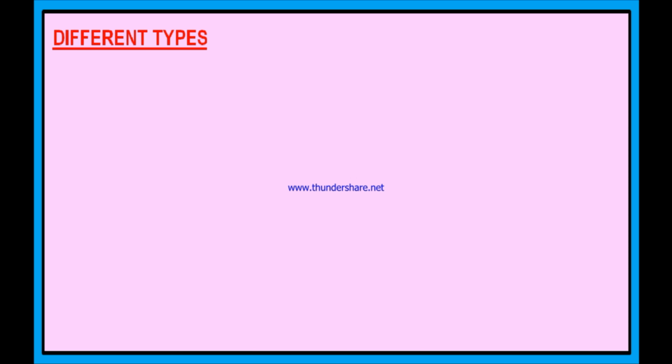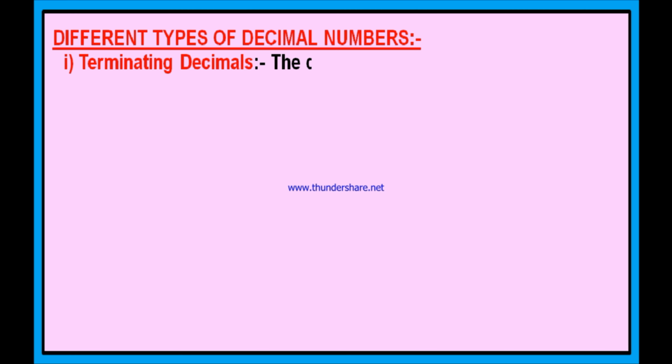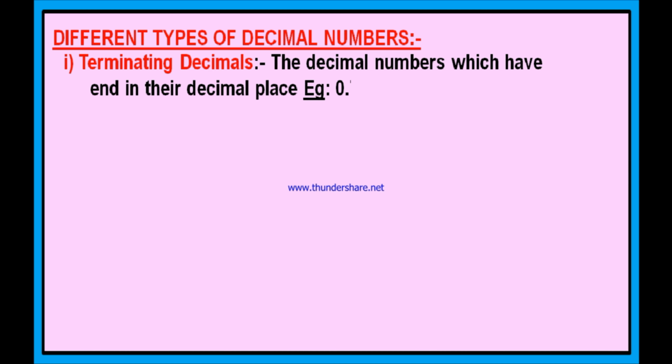You see now the different types of decimal numbers. The first one is terminating decimals. The decimal numbers which have an end in their decimal place are called terminating decimals. For example, 0.7, this decimal place ends with 7. And another number, 1.239, this decimal part ends with 9.